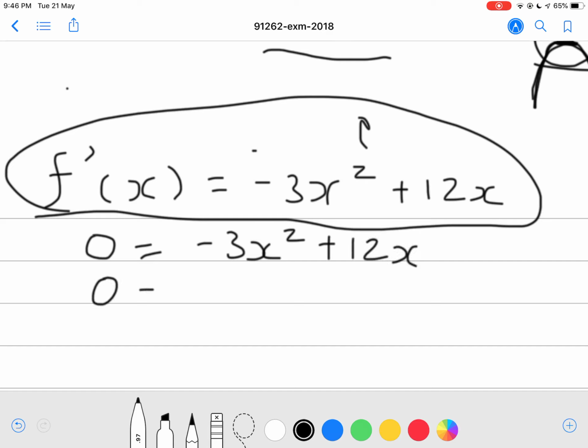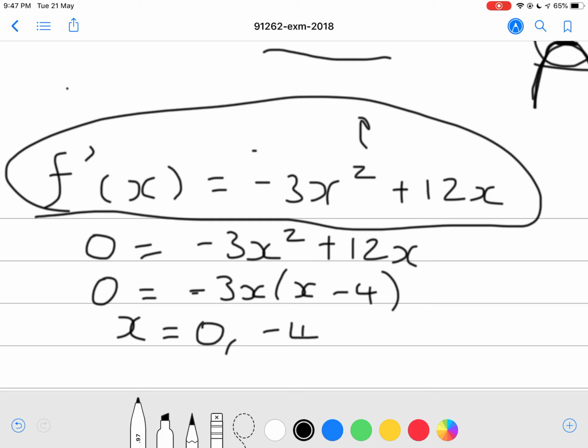We're going to take the negative 3x out. So negative 3x, that becomes x, plus and minus becomes minus 4. And we can see that x either equals 0 or 4.